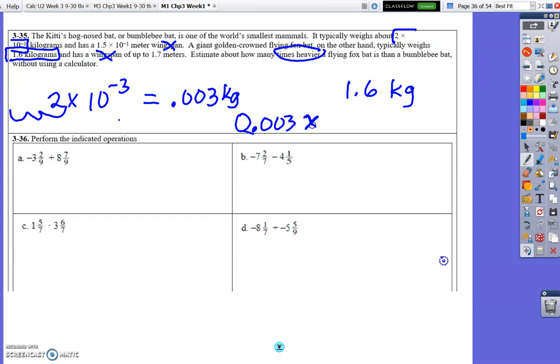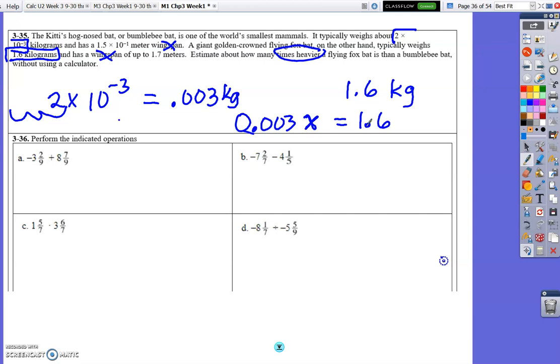times something equals 1.6. So without a calculator, what would I have to multiply by to get it? Go ahead and see if you can figure that out. I would say, since we had to multiply by, my guess is about 500. See what you think. Go ahead and try it.